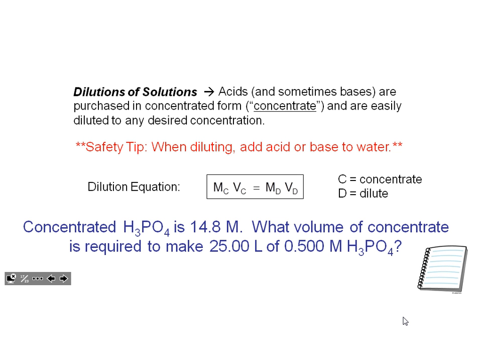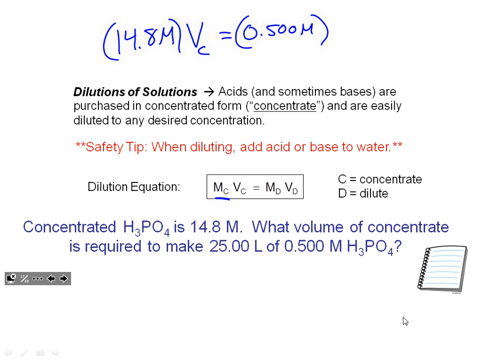So it doesn't need to be in this order, but I'm going to try to do it in this order. So that's my concentrated. I'm going to do it up here just so you can see it. So I have 14.8 molar. I'm just mirroring this, so that's my M. I don't know my V. If you want to call it VC for this first problem, that's totally appropriate. And then all I do is I set it equal, okay? I want 0.5 molar at 25 liters.